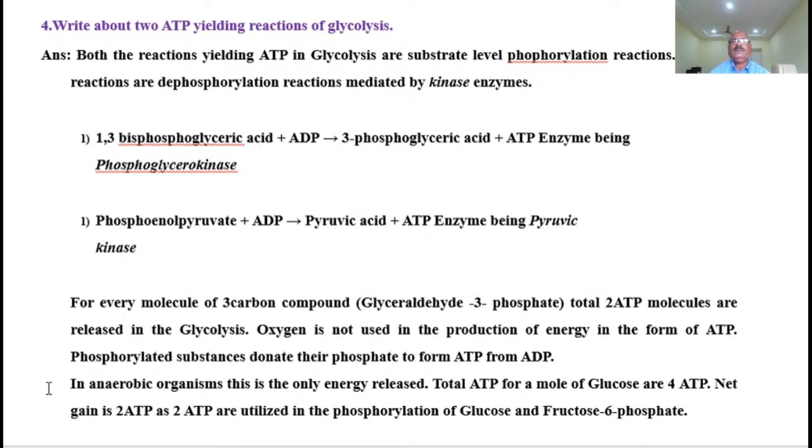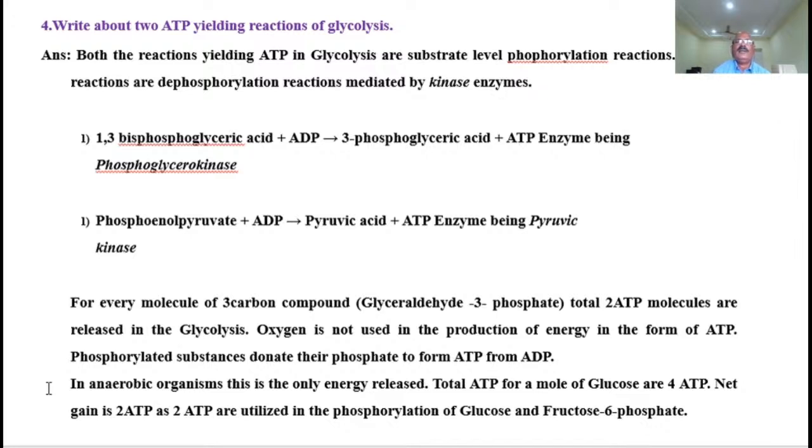Oxygen is not used in the production of energy in the form of ATP. Phosphorylated substrates donate their phosphate to form ATP from ADP. In anaerobic organisms, this is the only energy release. Total ATP per mole of glucose is 4 ATP. Net gain is 2 ATP, as 2 ATP are utilized in the phosphorylation of glucose and fructose 6-phosphate.